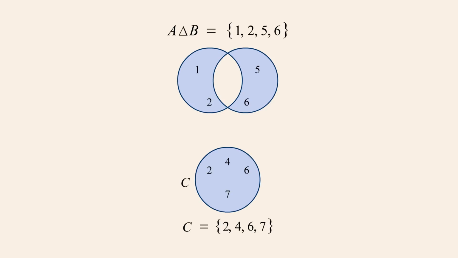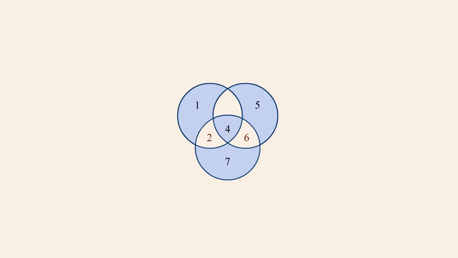We now form the symmetric difference of this set with set C. These two sets have the numbers 2 and 6 in common, so their intersection is 2 and 6. The symmetric difference will therefore contain everything except 2 and 6. So the symmetric difference of sets A, B, and C consists of 1, 4, 5, and 7.